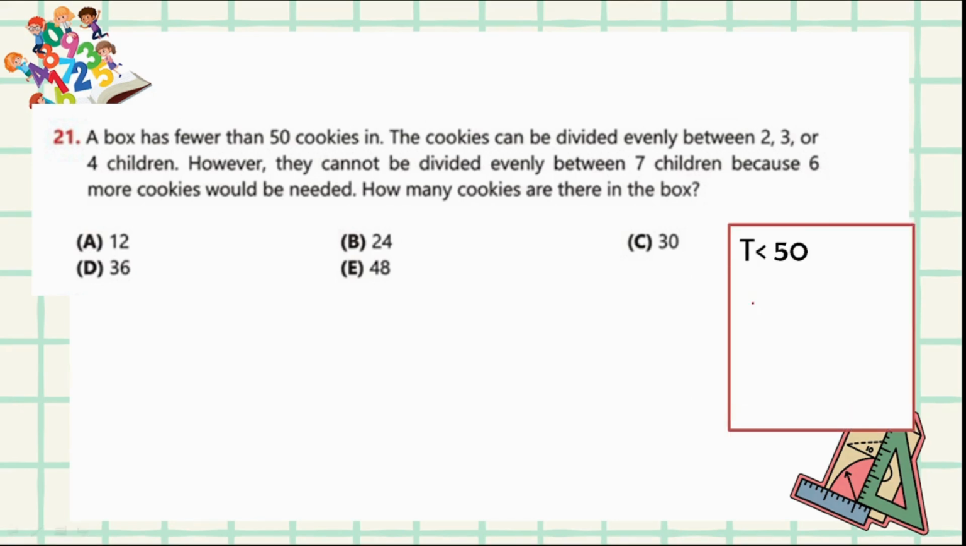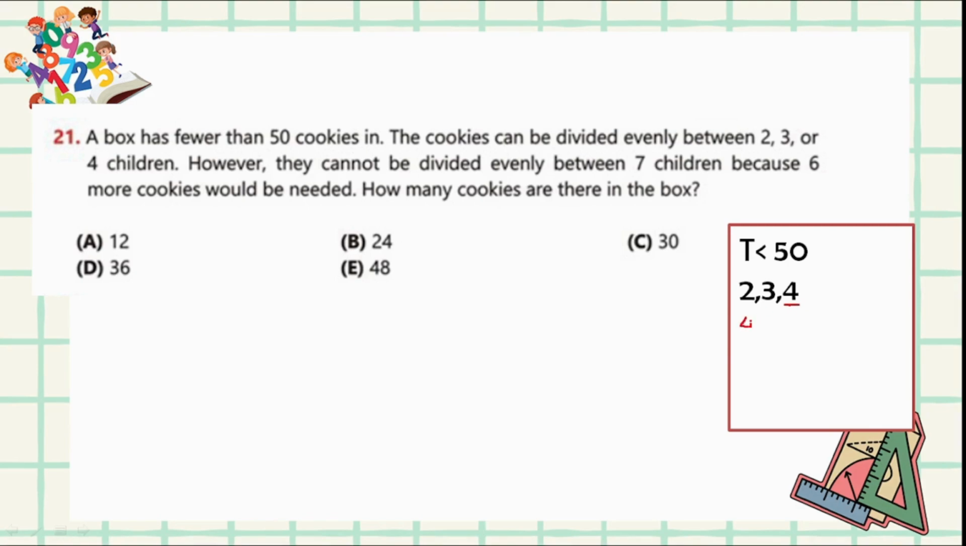So we know the total number of cookies is less than 50 and the number is divisible by 2, 3 and 4. It means the number comes in the table of 2, 3 and 4. It cannot come in the table of 7 because to divide it by 7, we have to add 6 to the number. So let's start from the table of the biggest number, that is 4.